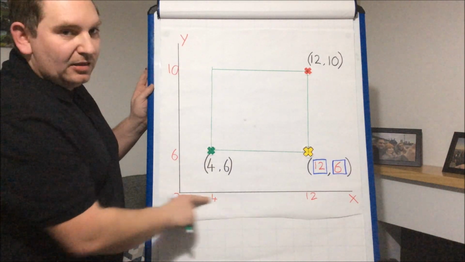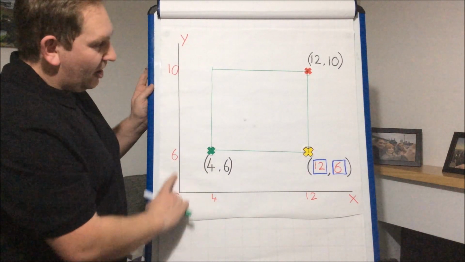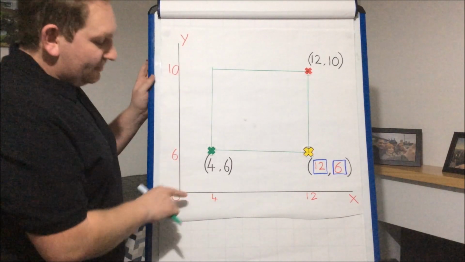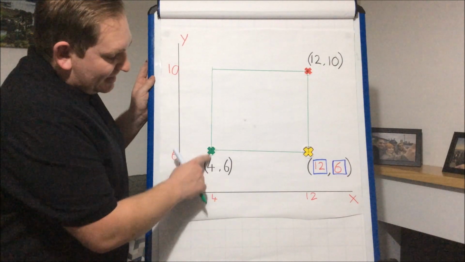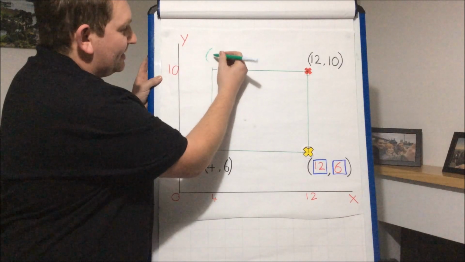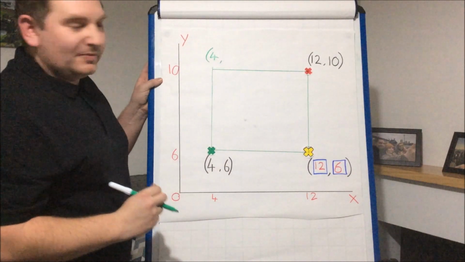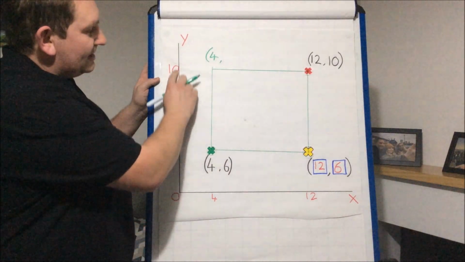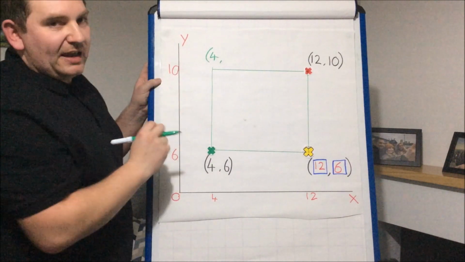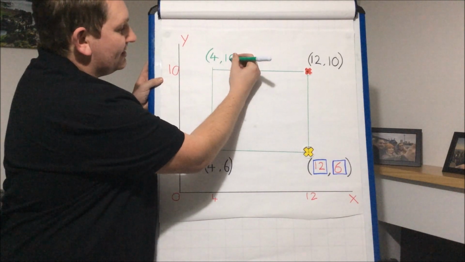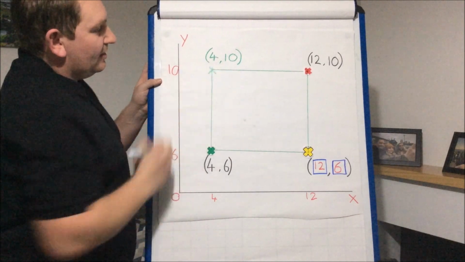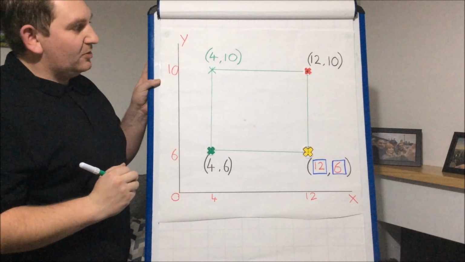So if we work our way along the corridor, along the x-axis, and then up the stairs on the y-axis, we should be able to work out our coordinates. So along the corridor, this point is on 4 for the x-axis, which tells me that this will be a 4. And then if we go up the stairs to that point, where they are both on the same line, they are on 10, which tells me that this is 10. So the missing vertex here is 4, 10 in coordinates.